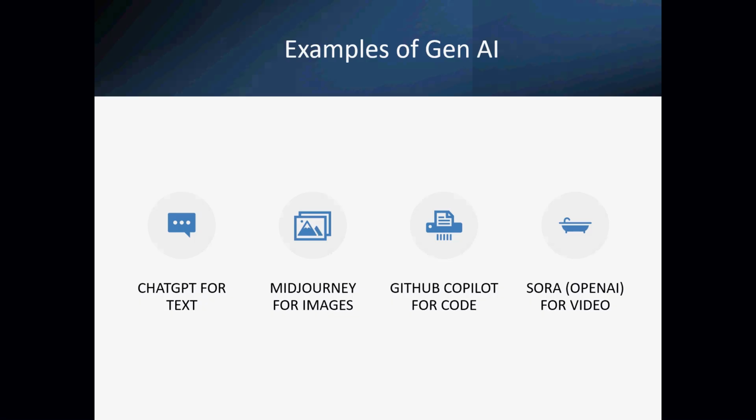All right, so we have already seen examples of generative AI. We have already been using ChatGPT for text generation. There are other applications: you can use Midjourney to generate images, GitHub Copilot for generating code, and Sora, another application from OpenAI, for generating videos.